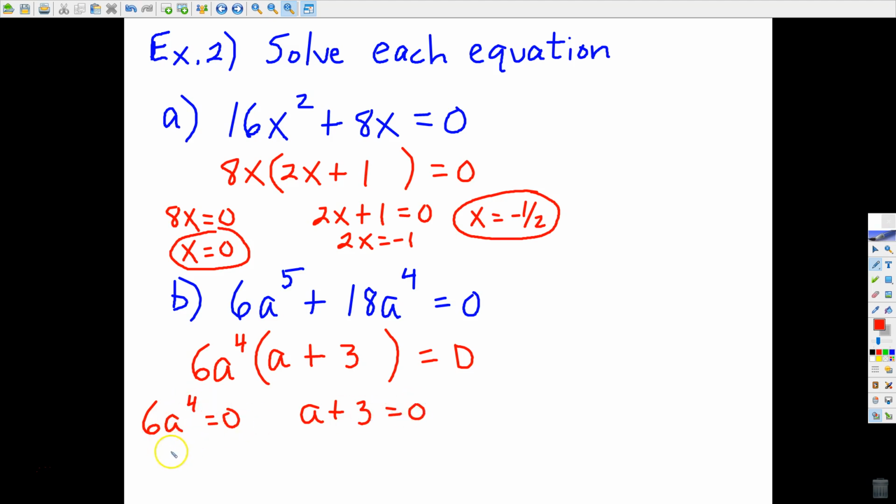So if I divide by 6, I get 0. If I do the 4th root of both sides, I still get 0. So we call this multiplicity. There's actually 4 different solutions coming out of this, but it just happens to be 0. Think of it used 4 different times. Over here, pretty easy. We just subtract 3 from both sides and we get our solution. A is negative 3.